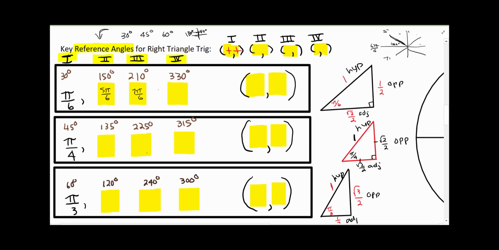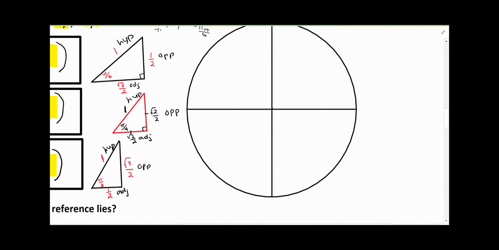7 pi 6. And then if all the way around the circle is 12 pi 6, because 12 divided by 6 is 2 pi, then the one right before that must be 11 pi 6. That looks a little bit strange. I'll go ahead and rewrite that. 11 pi 6. You're going to do the same thing with pi fourths. So 45 degrees, right? So right here, this is 45 degrees or pi fourths.